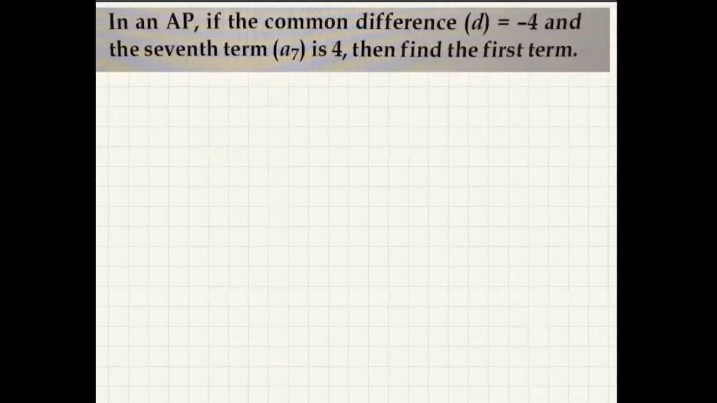First of all, let's write what's given. You are given common difference d equals -4, a7 equals 4, which you can also write as T7, the term 7. Now you have to find a1 or a, which is the first term of an arithmetic progression, AP. Now you can use the nth term formula of the AP.